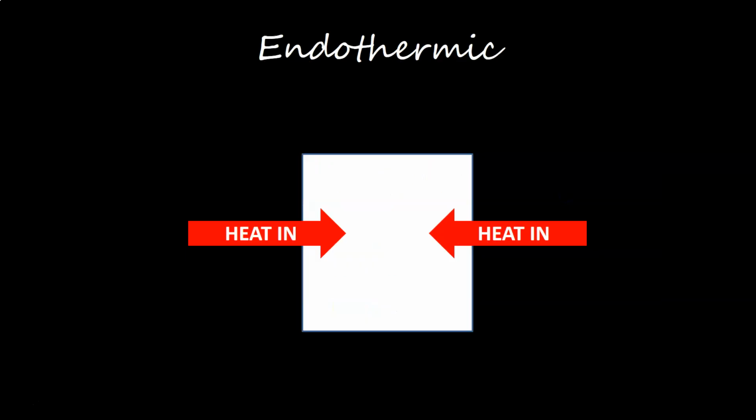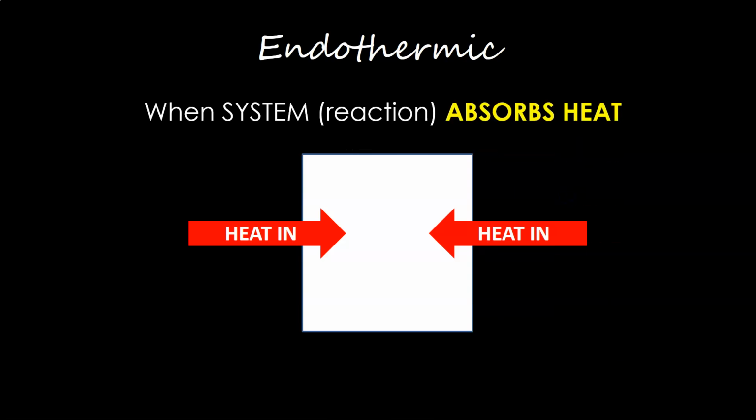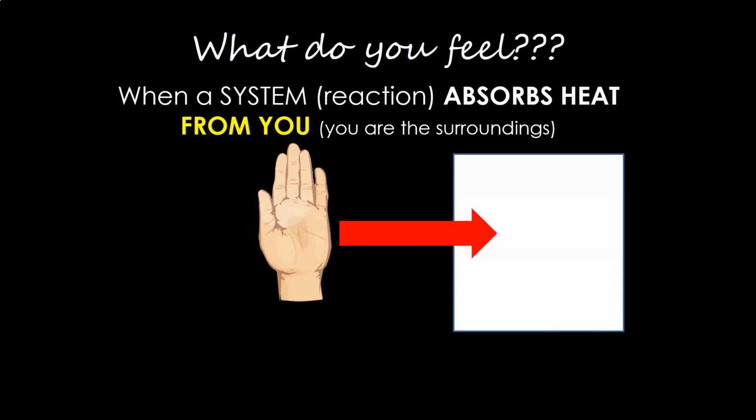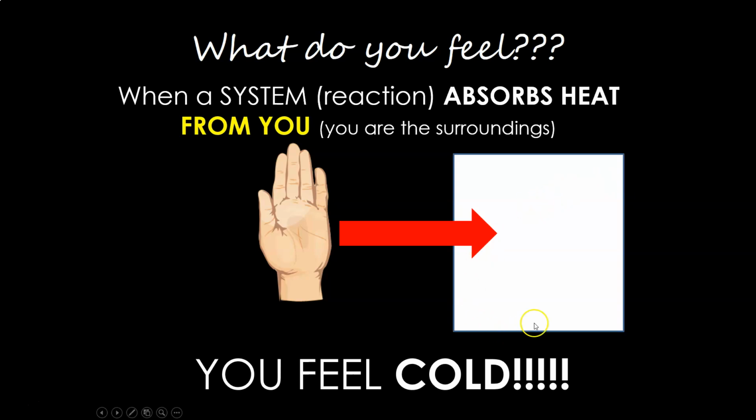When we have something that is endothermic, the reaction, the chemicals themselves, or the object, whatever it is we're dealing with, is absorbing heat. The heat is going into the object. The reason this is a problem for us perspective-wise is we are going to feel cold. If this object is absorbing heat, the heat has to come from the surroundings. So if my hand is out here in the surroundings, I'm going to feel cold.